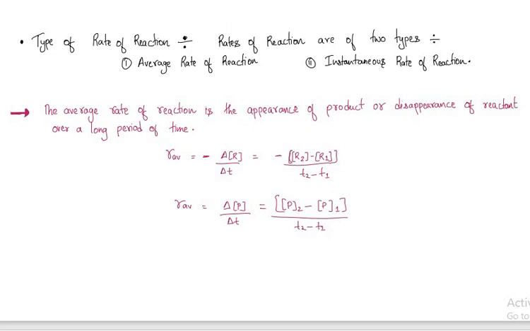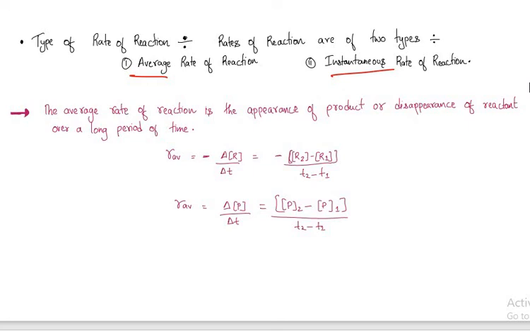So we can say rate of reaction means the speed of reaction, the speed at which the reaction takes place. There are two types of rate of reaction. Number one is average rate, and number two is instantaneous rate.